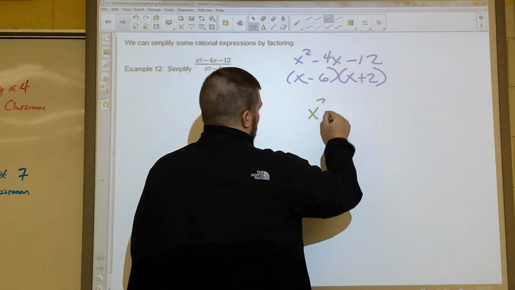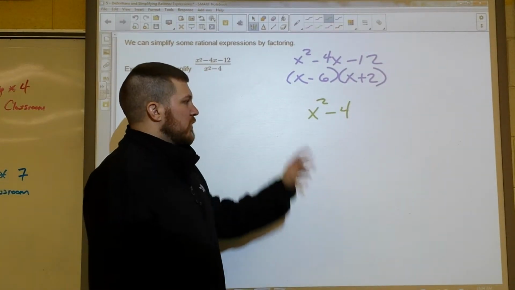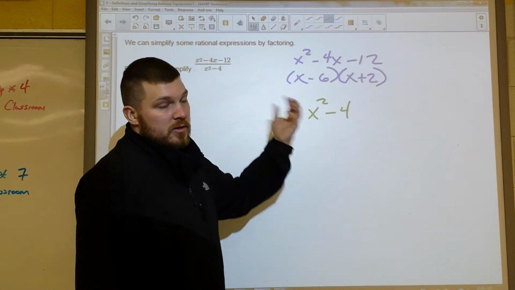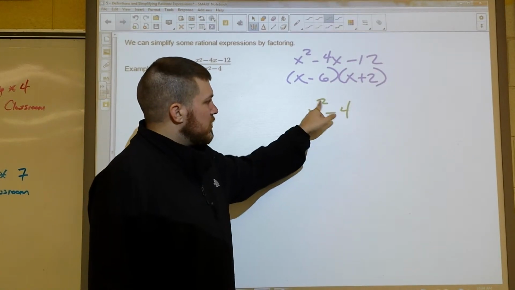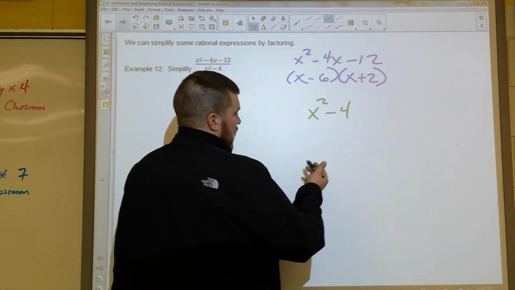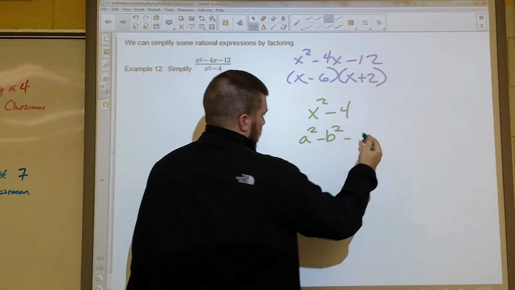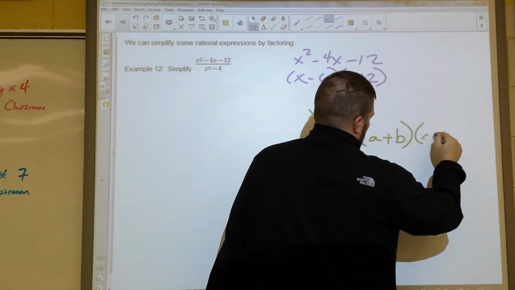I have x squared minus 4 currently on the bottom. I want to try to factor that if I can. The very first thing I notice is I have two pieces. I have a square and a minus in the middle. That's the difference of two squares. So that factors into the pattern a squared minus b squared, which is what we have currently. We'll factor into the pattern a plus b, a minus b.